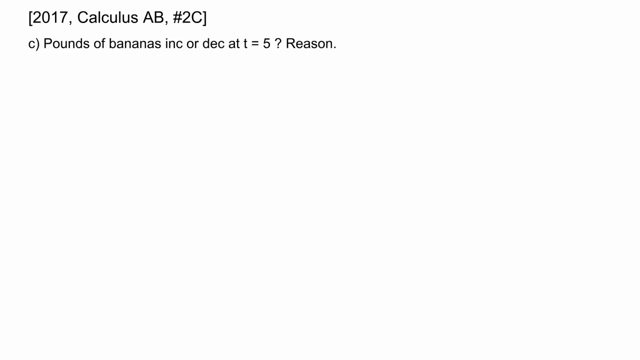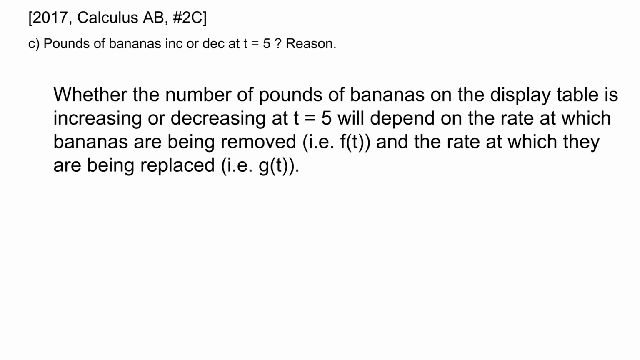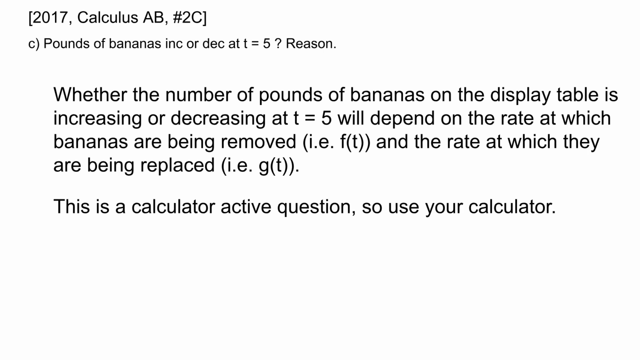In part C of this question, we are asked if the number of pounds of bananas is increasing or decreasing at t equals 5, and to provide a reason. Whether the number of pounds of bananas on the display table is increasing or decreasing at t equals 5 is going to depend on the rate at which bananas are being removed, that is f of t, and the rate at which they are being replaced, that is g of t. And because this is a calculator active question, we can use our calculator.